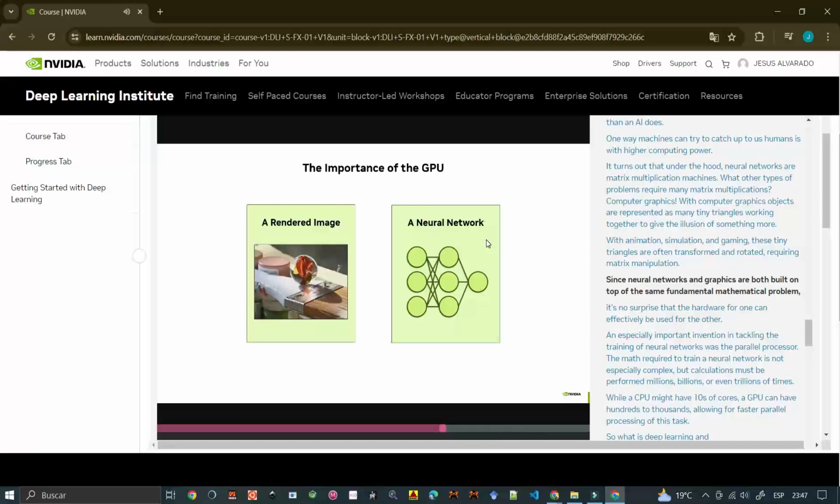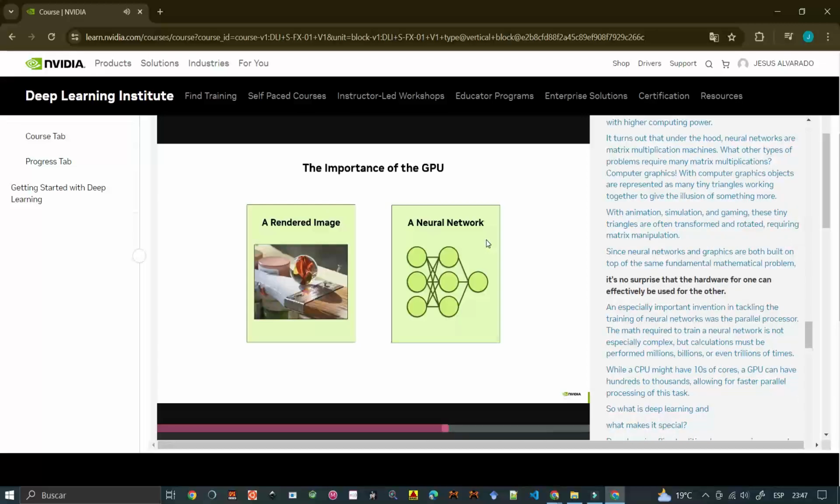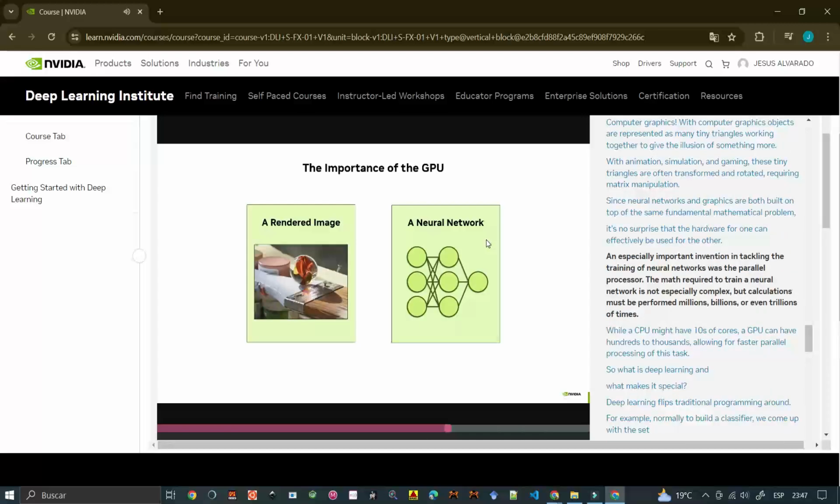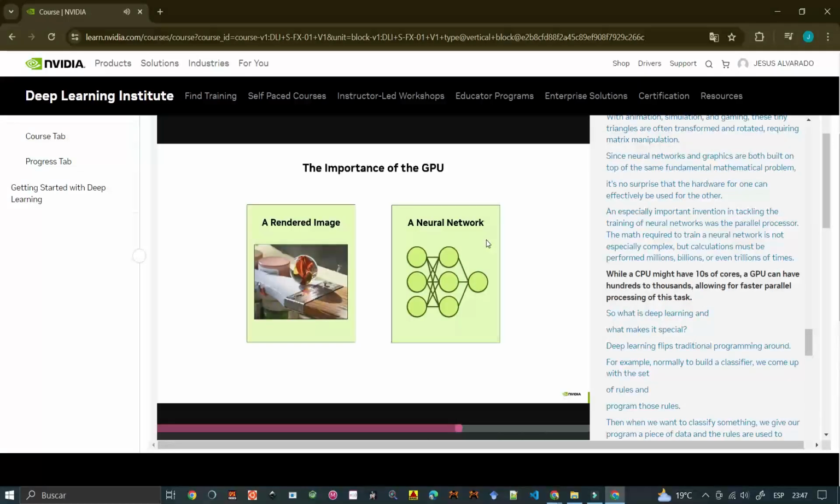Since neural networks and graphics are both built on top of the same fundamental mathematical problem, it's no surprise that the hardware for one can effectively be used for the other. An especially important invention in tackling the training of neural networks was the parallel processor. The math required to train a neural network is not especially complex, but calculations must be performed millions, billions, or even trillions of times. While a CPU might have tens of cores, a GPU can have hundreds to thousands, allowing for faster parallel processing of this task.